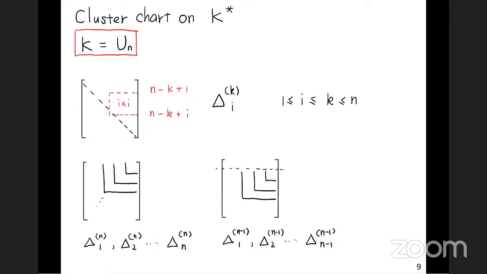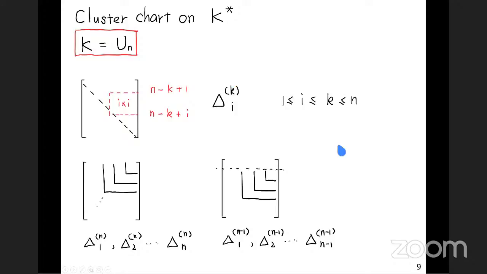Let me illustrate it in another way. Δ_1n will be just this corner by definition, and Δ_2n will be these ones, and you can continue. For k equals n minus 1, we take the minor here, and we can continue. For the smaller ones, we always lower one row and then take the anti-diagonal submatrix and take its determinant. That's the definition of this Δ_ik.